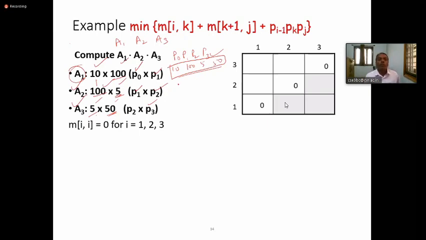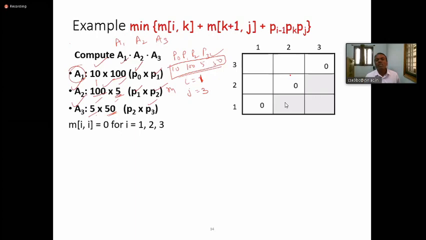Okay, what am I going to do here? What is my problem? My problem is m of i, j. How many matrices are there? 3 matrices are there. What is i here? Sorry, i is equal to 1, the first matrix. j is equal to maximum 3 matrices.